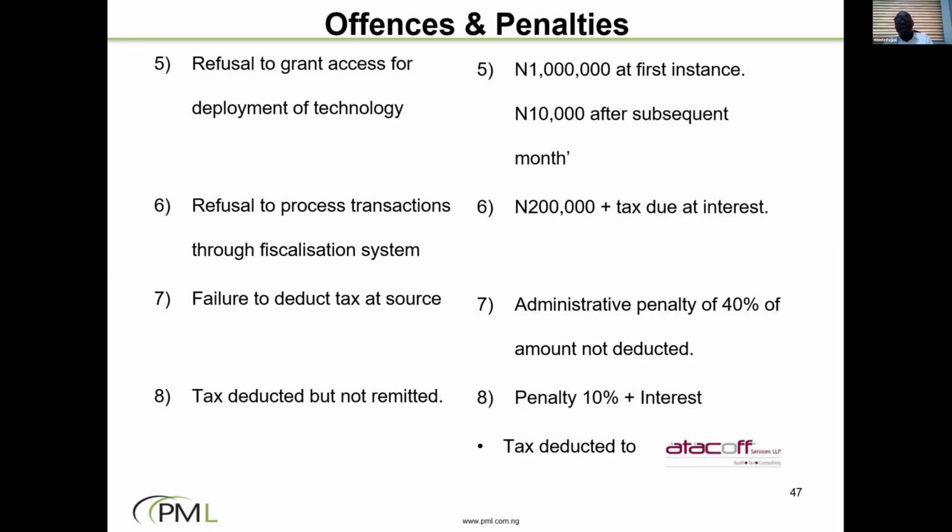If you fail to deduct tax at source, let's pay attention to this again. If you fail to deduct tax at source, withholding tax, administrative penalty of 40% of the amount deducted. So if you're supposed to deduct VAT, withholding tax for a transaction and you did not do it, your penalty is 40% of the amount you're supposed to deduct. Tax deducted but not remitted. If you deduct tax but you did not remit it, penalty is 40% plus the interest. And the tax you have deducted will need to be remitted to government.